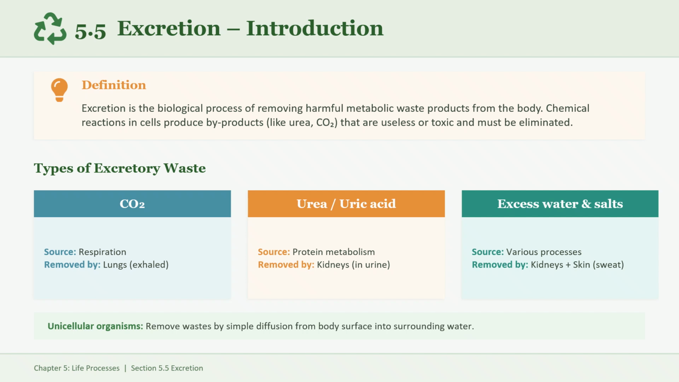So here the types of excretory waste are given. What are the types of excretory waste? Carbon dioxide is there. How is it obtained? During the respiration process. How is it removed? When you exhale, that is, by means of the lungs, it will be exhaled out. Urea or uric acid is formed during protein metabolism. How will it be removed? By means of the kidney, through urine. Excess water and salts are obtained by various metabolic processes happening in our body. How can they be removed? Again by the kidney, and also by means of the skin through sweat.